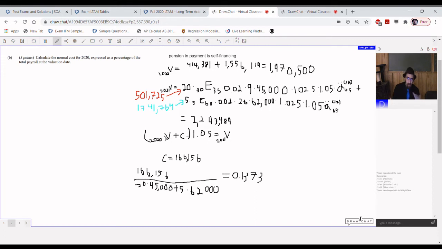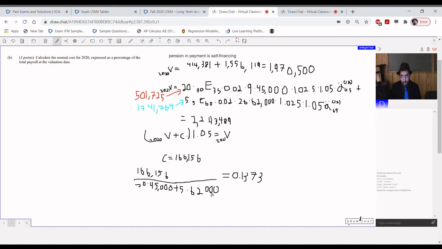I'm using policy value notation here, but it's actuarial liability of the pension in 2020 plus normal cost times 1 year of interest equals the actuarial liability a year later. Algebra happens with these numbers, and you get that the normal cost is 166,156. You express it as a percentage of the total payroll at the valuation date, so that is in 2020, not in 2021. So you look at 45,062,000 rather than multiplying by 1.025.